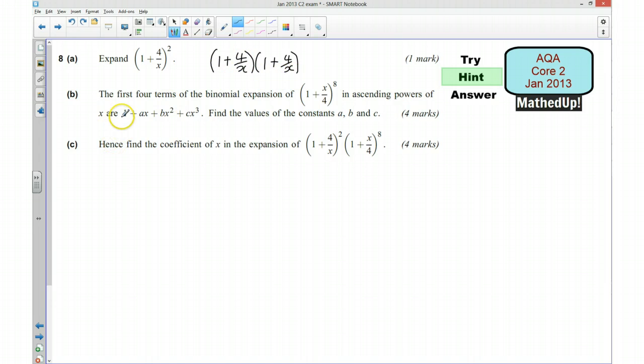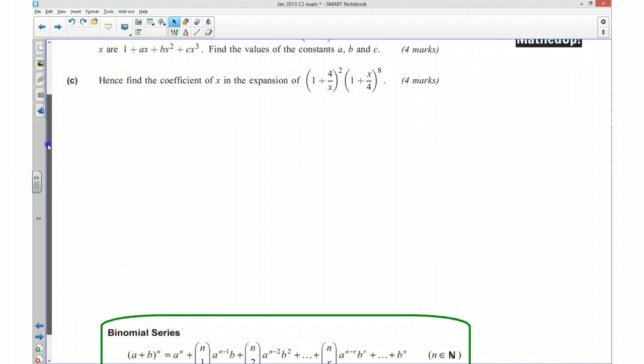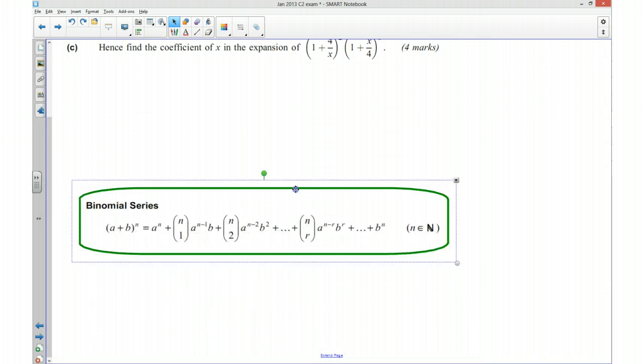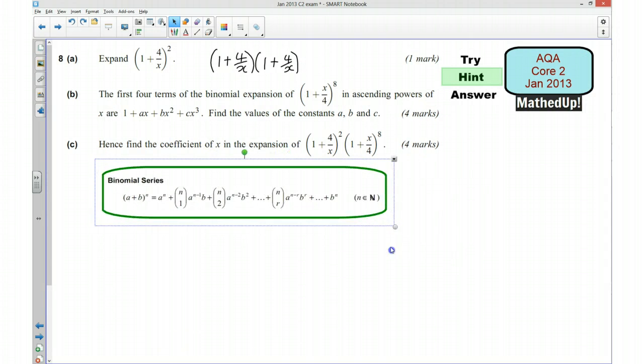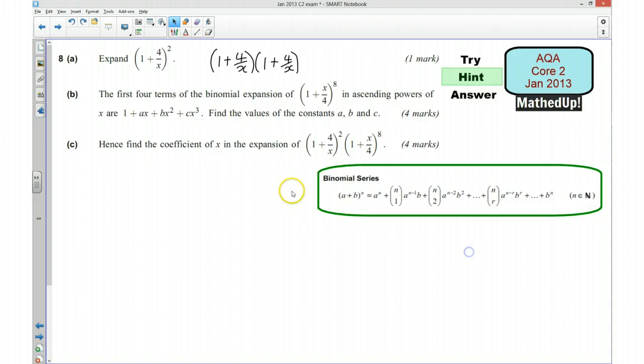Part B says find the first 4 terms of the binomial expansion of (1 + x/4) to the power of 8. To do this question, you might want to use the formula that's given to you in your formula book. So I'll stick that up here, and in here a is 1 and b is x over 4, and you can substitute that into this formula.